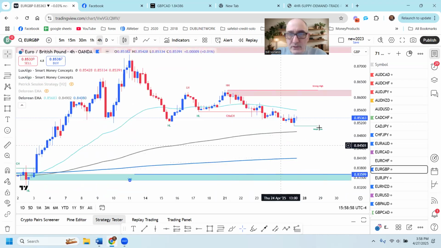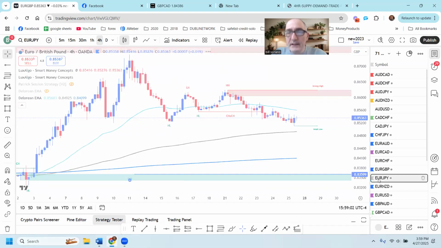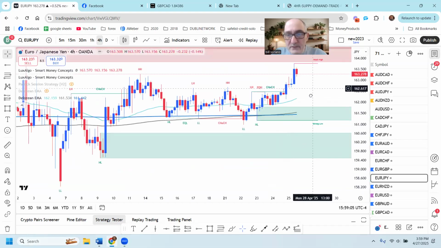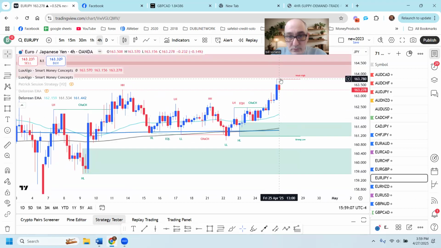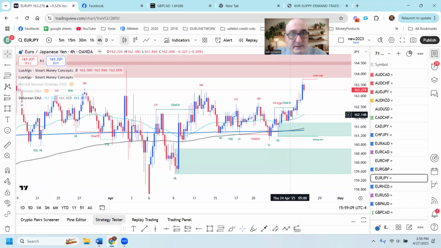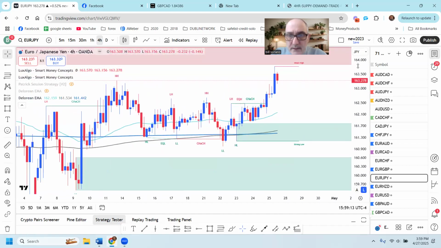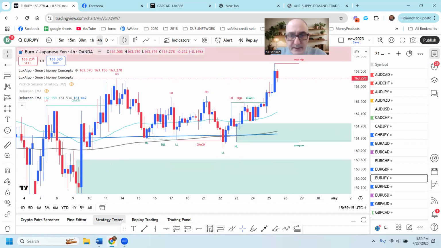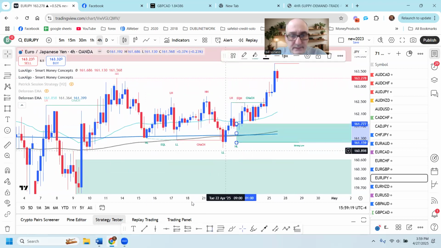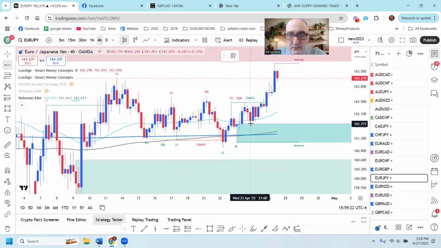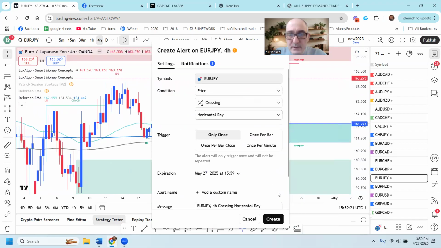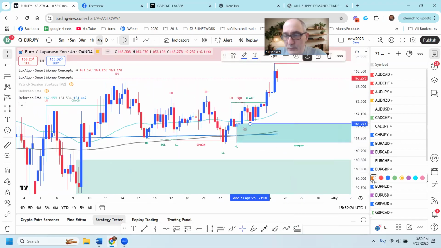EURGBP is bullish, and we have this demand zone down here. EURJPY, this one is now bullish, and it is giving us a zone right here to trade from. So this is something new here. We're going to highlight that zone, and we will set an alert right at the beginning of that zone and see what happens. So this would be bullish.